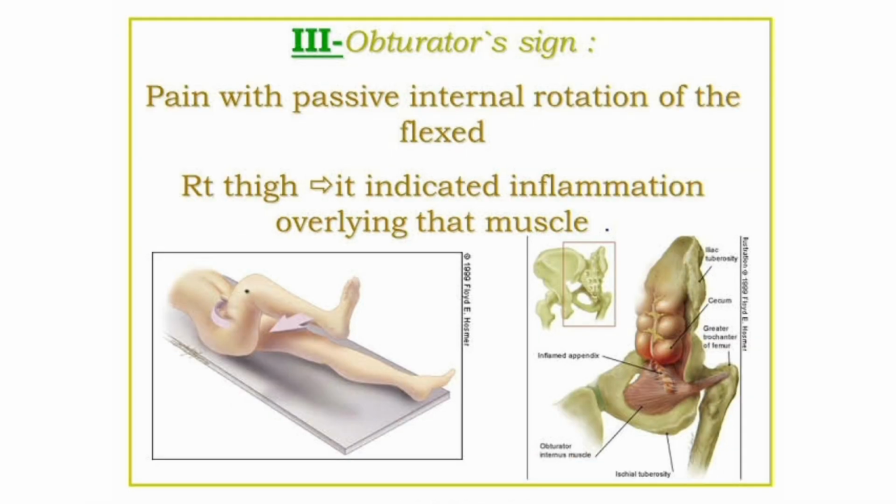To perform the obturator test, flex the patient's right thigh at the hip with the knee bent and rotate the leg internally at the hip. This maneuver stretches the internal obturator muscle. Right hypogastric pain is a positive obturator sign.